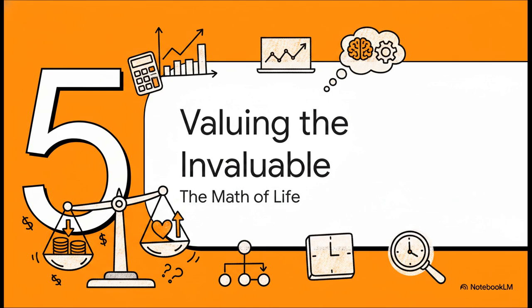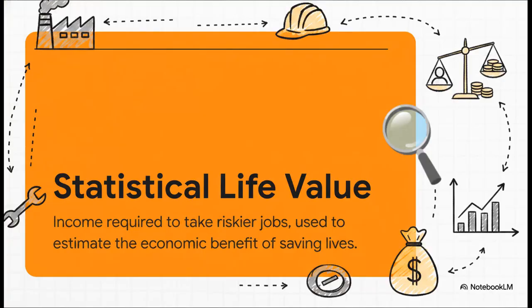Section 5. Valuing the invaluable. This is where we get into the incredibly difficult math of social cost-benefit analysis. To decide if a new safety regulation is actually worth the cost, governments are literally forced to put a dollar amount on human life. I know it sounds a bit cold, but they use a metric called the value of a statistical life, or VSL. Economists use a revealed preference approach, looking at exactly how much extra pay people demand to take on riskier jobs. By measuring that, governments can estimate the economic benefit of saving lives to weigh against the cost of the safety rules. It is highly controversial for sure, but right now it's the standard tool we've got.